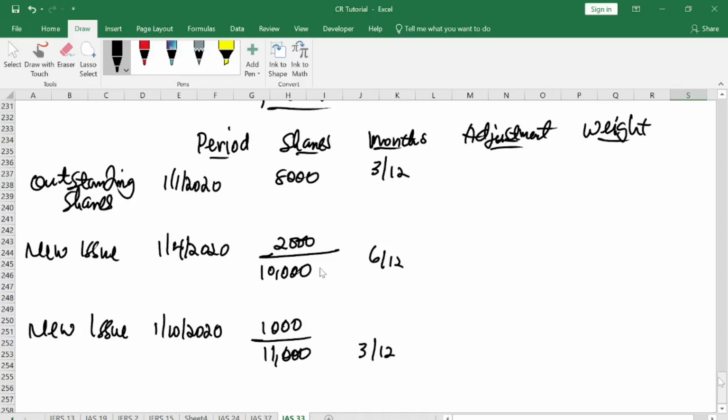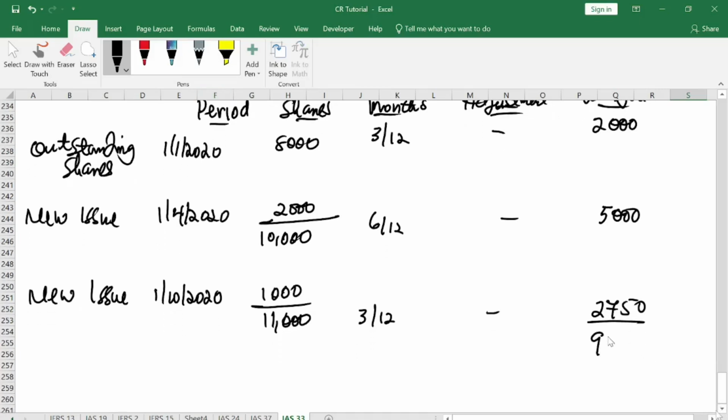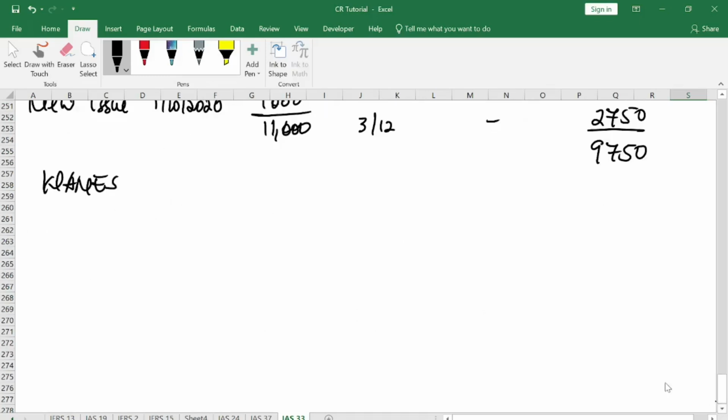So here you go. You have your 8,000, multiplied by 3 over 12. You weight it, and that gives you 2,000. Then 10,000 multiplied by 6 over 12 gives you 5,000. Then your 11,000 multiplied by 3 over 12 gives you 2,750. When you sum it up, you have 9,750. So this is what we call your weighted average number of shares. We know our weighted average now.